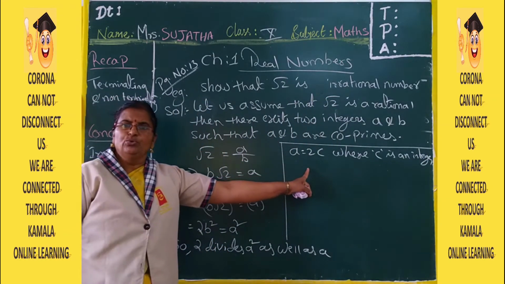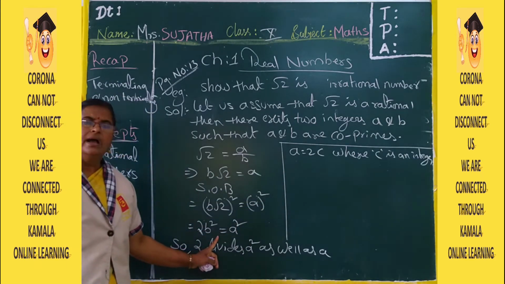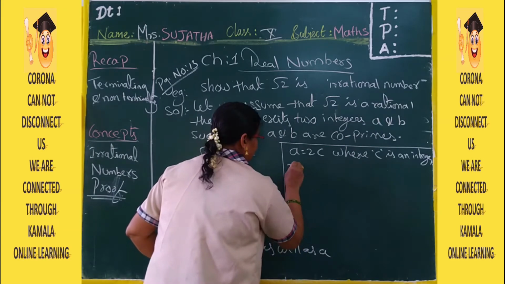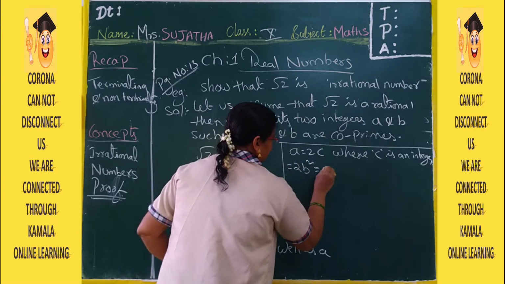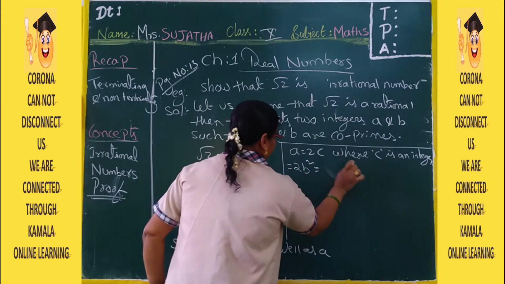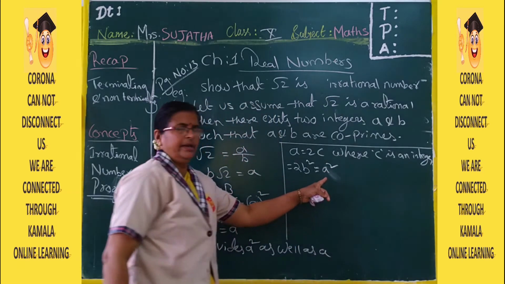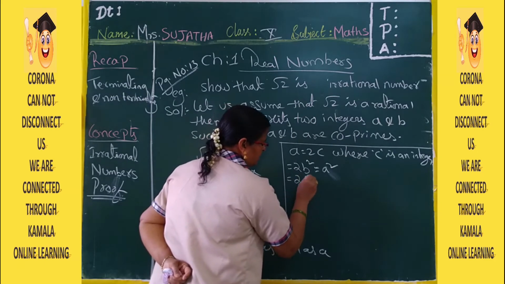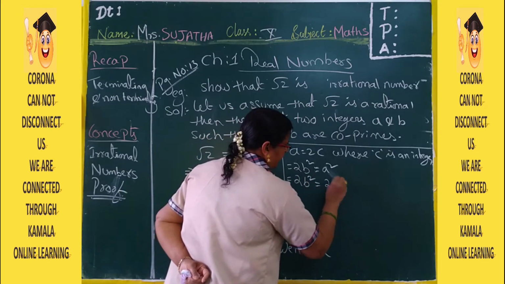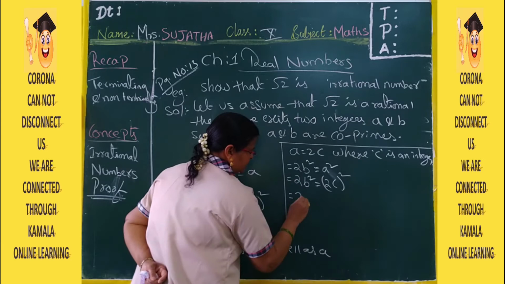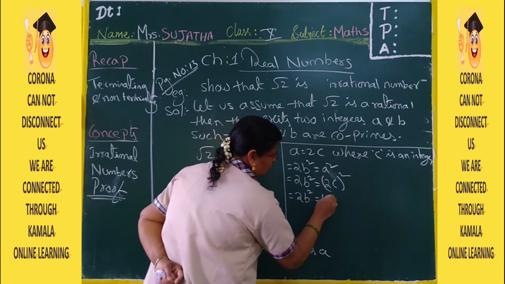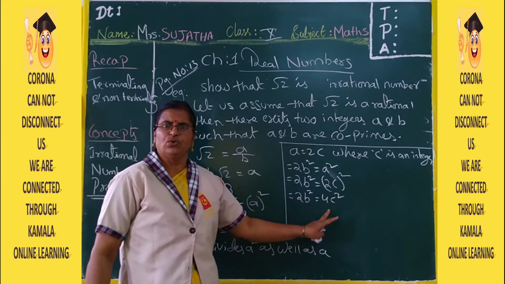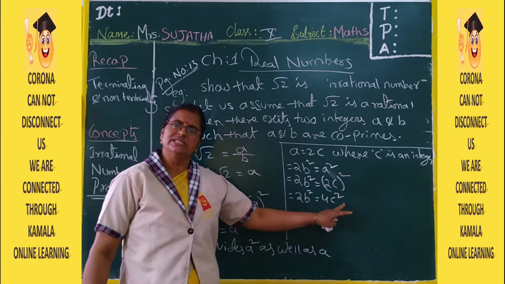Now, a is equal to 2c I took. So, here I have to substitute the a value. So, here what will be there? 2b square is equal to a square. So, in place of a, I have to substitute 2c. Now, 2b square is equal to 2c whole square. That is 2b square is equal to 4c square. See, 2c whole square means 2 square, which is 4, times c square.